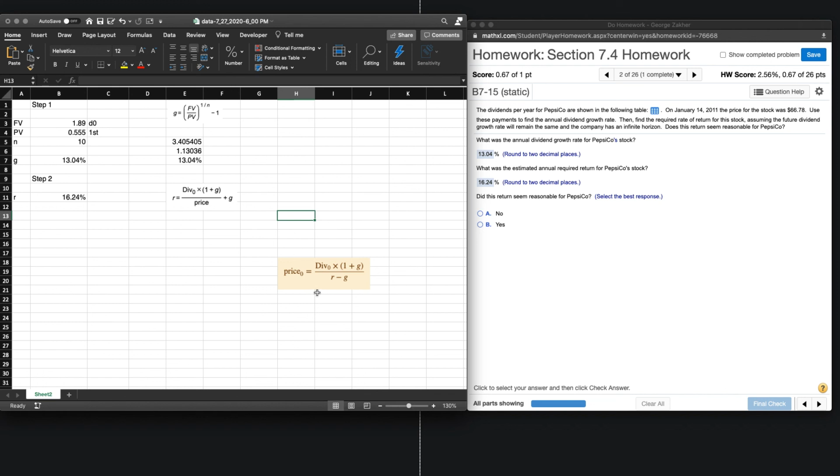Now if the rate of return was less than G, less than the growth rate, then that's not going to be good, because then we're going to have a negative price, and that's going to be problematic. So in this case, yes, it is reasonable. So whenever you're assessing whether it's reasonable, make sure to take a look at, is R greater than G? And if it is, then most likely it's going to be reasonable. So let's check that out.